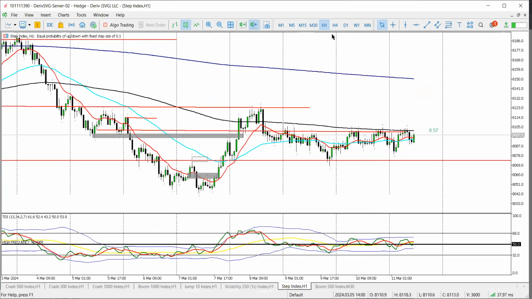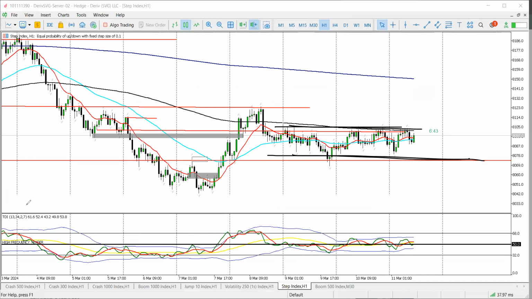Then going to step, after we got our trades, what happened with step? It started to go sideways. So until we break out of this sideways range, I don't have anything solid there as well. So that's it for me today.